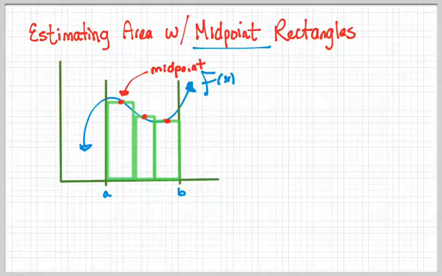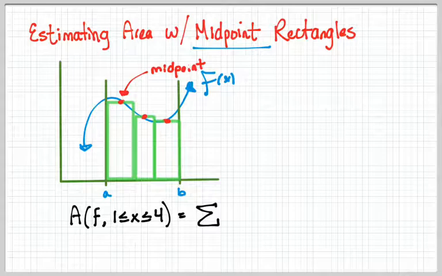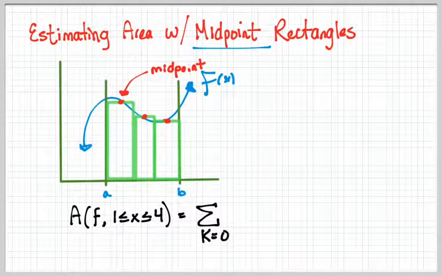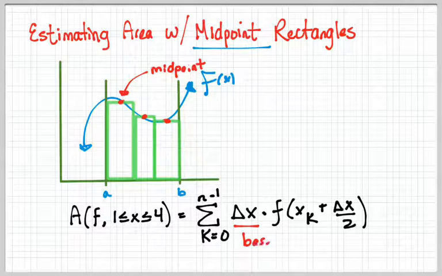Alright, now if we're going to write this in the notation we've been working with, let's say the area of function f on the interval 1 to 4 is equal to the summation of, now this is going to be the same as left endpoint, so we're going to start at 0 and we'll go to one less than whatever our subscript is, delta x times our height, which is f of x of k, plus delta x over 2. Now this looks very similar to what we were doing with left. We have our base, and we have our height.